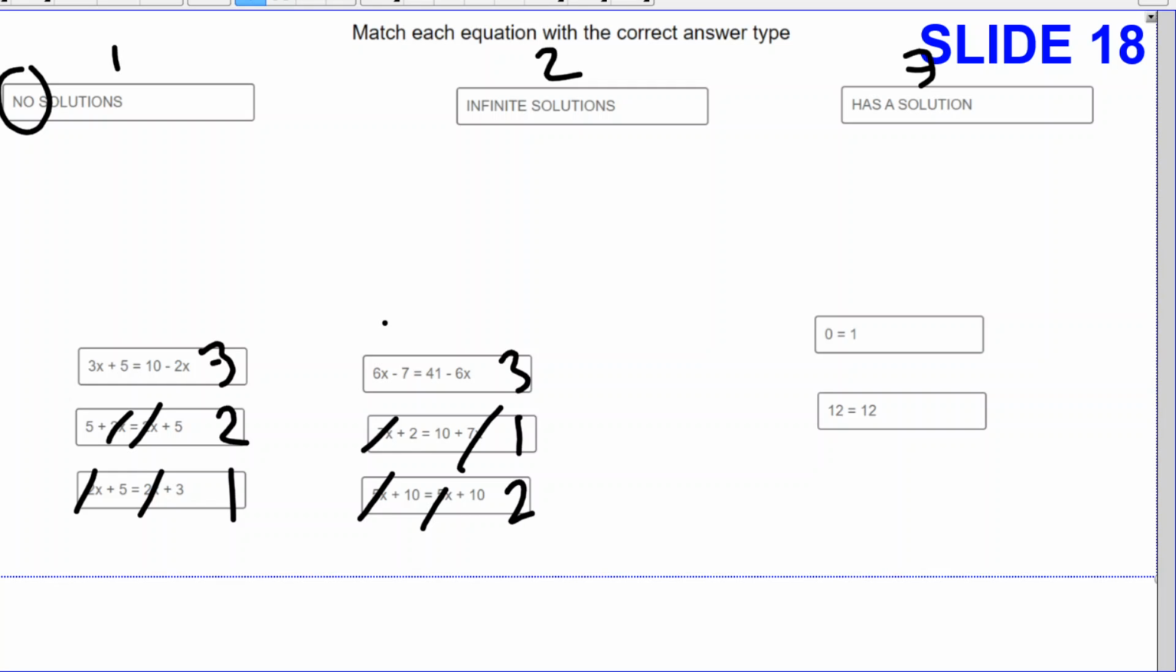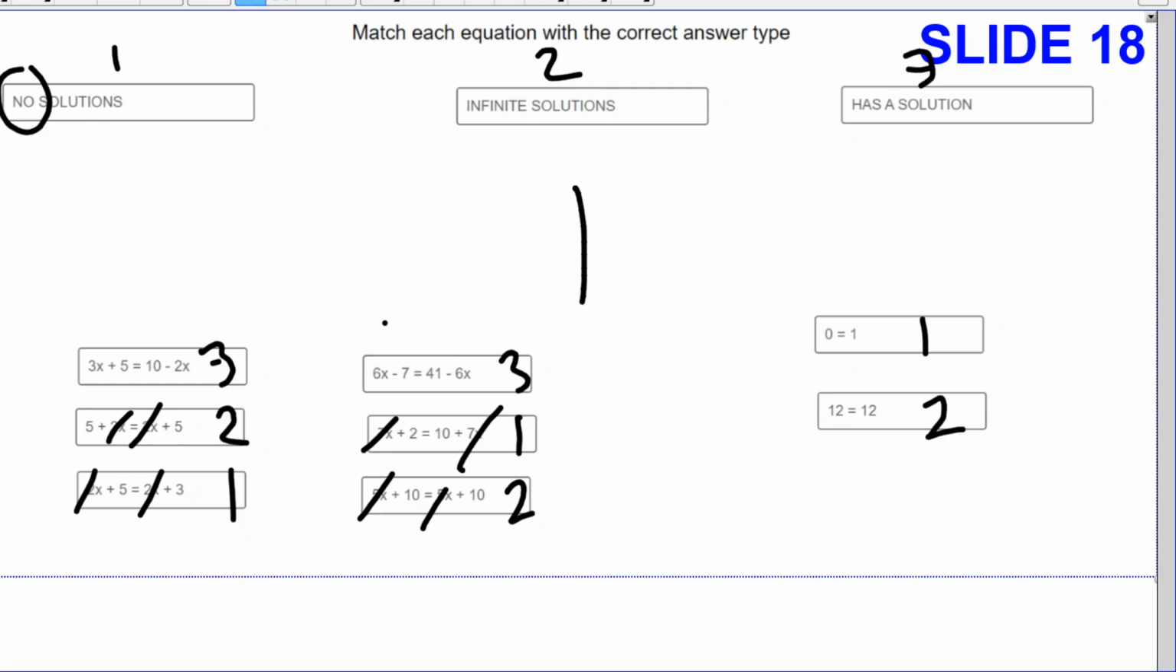And actually, for that question, I could have picked it right at the start because they were identical. Ones with just numbers, I know are either going to be no solution or infinite solution. Does 0 equal 1? No. So I'm going to pick option 1. Does 12 equal 12? Yes. So don't pick the one that says no. Pick the one that says infinite solutions.